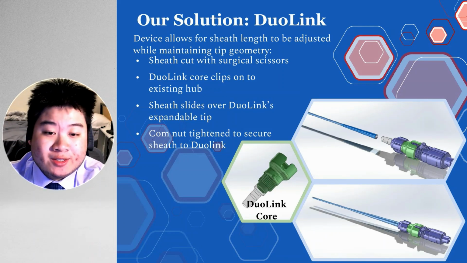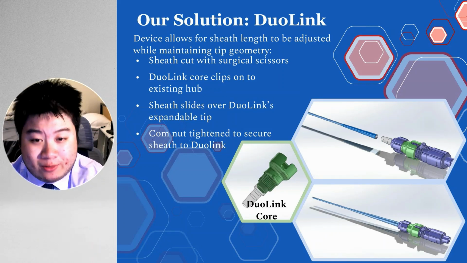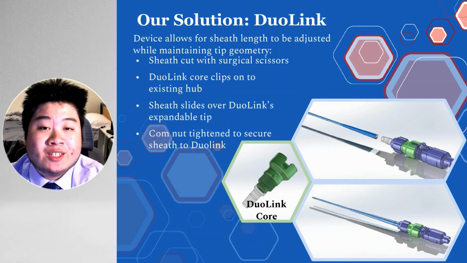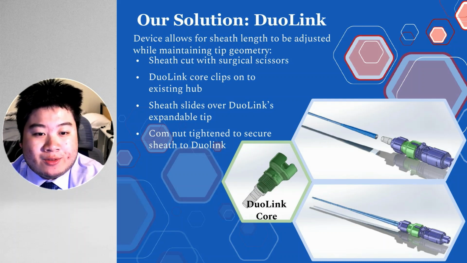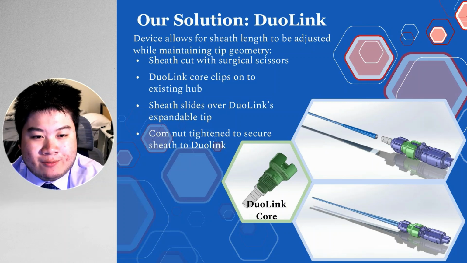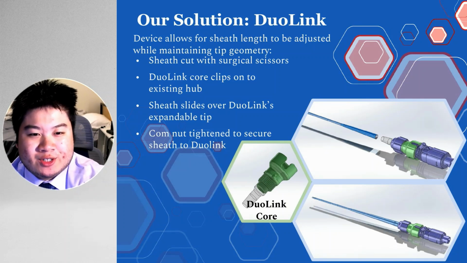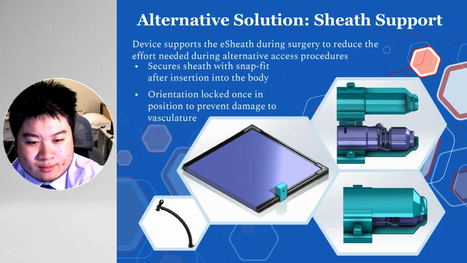To implement our device, a clinician first cuts the sheath flush with the hub. The device is then snap-fitted onto the hub. The clinician then slides the sheath onto the DuoLink expandable tip. Finally, the compression nut is tightened to secure the sheath.